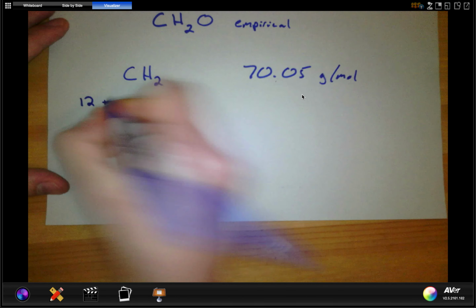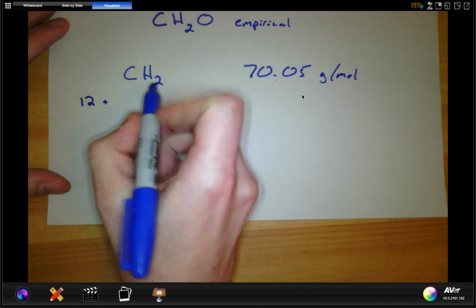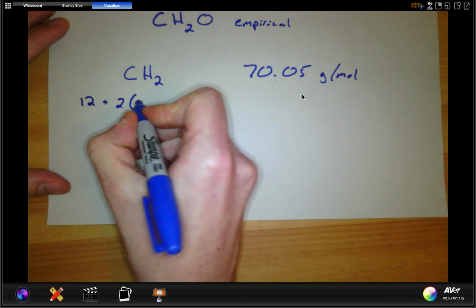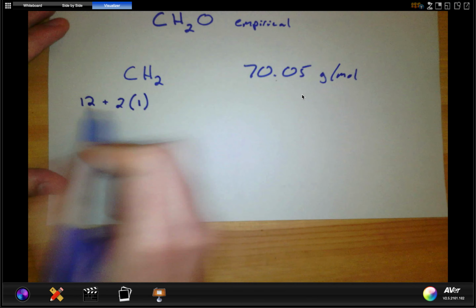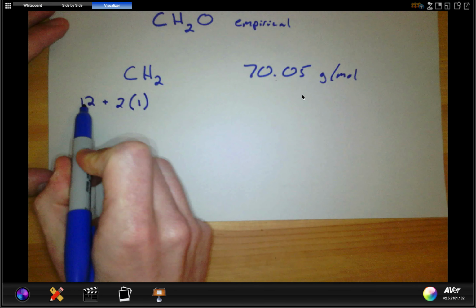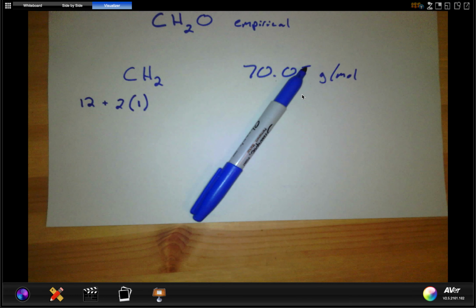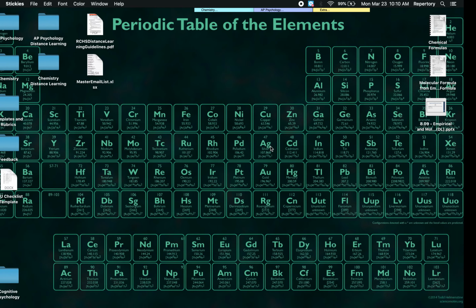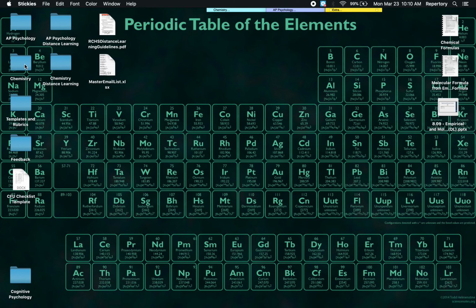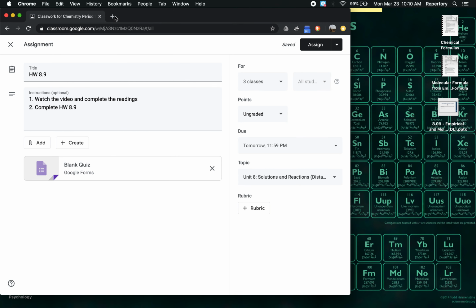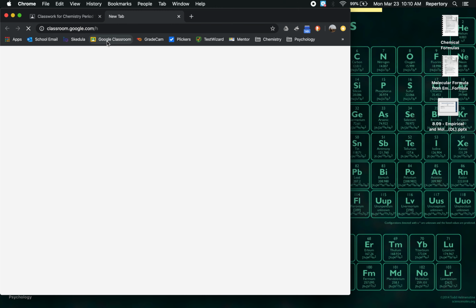We're going to add that to our two hydrogens, and each hydrogen has a mass of about 1. Now, if you don't know where these numbers came from, the 12 and the 1, let me show you really quickly. You should have your reference table handy. There's also one on Google Classroom. Let me show you that one, because that's the one that's going to be more accessible to you.